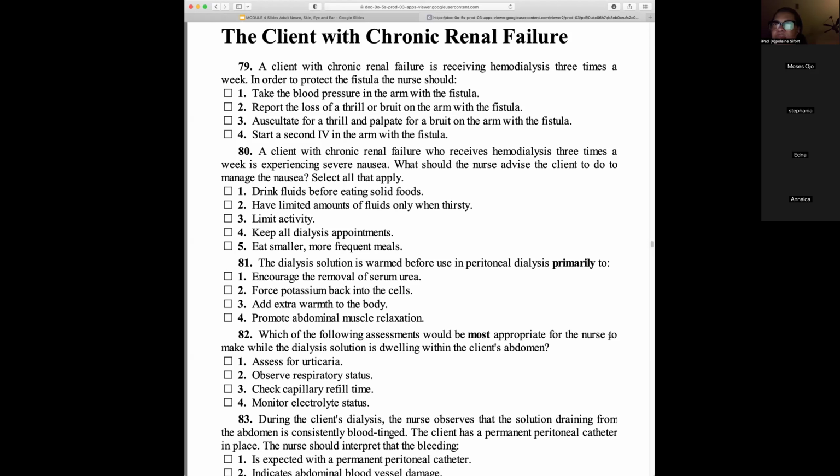A client with chronic renal failure is receiving hemodialysis 3 times a week. In order to protect the fistula, the nurse should... Three. Okay, so we've got a couple of 3s. Any other answers? 3. So 3 is not the correct answer.